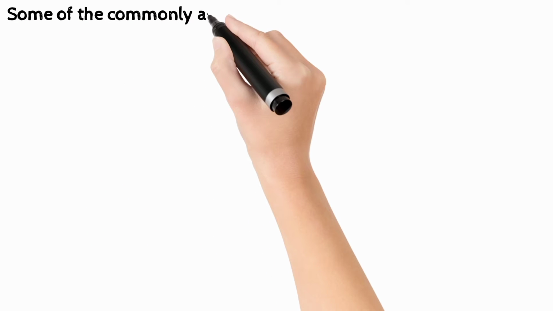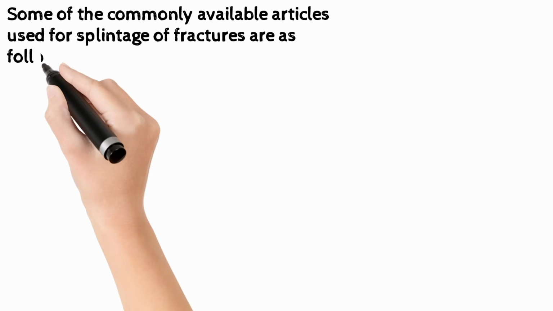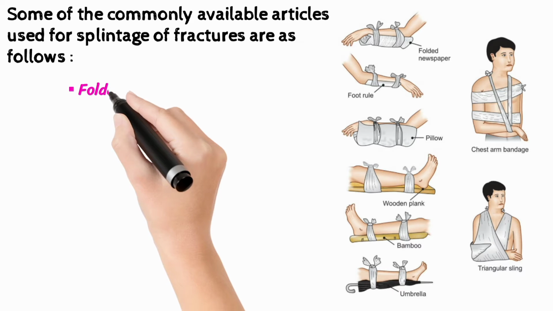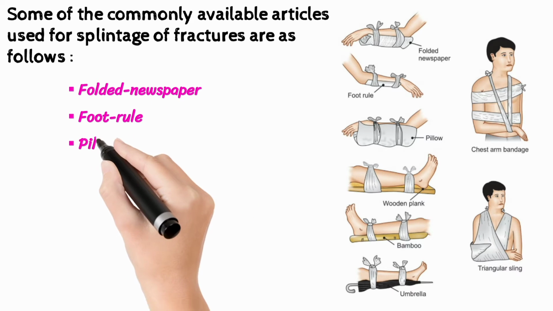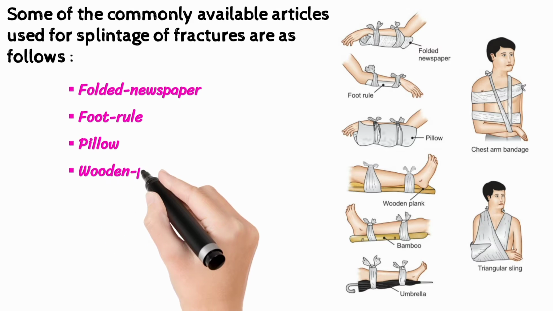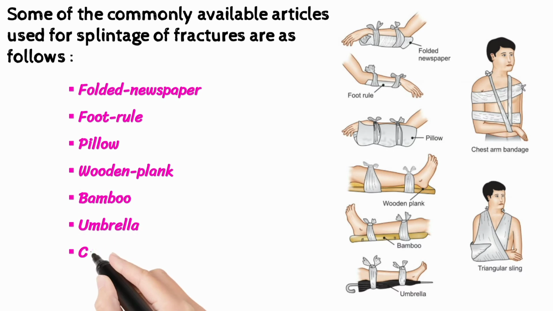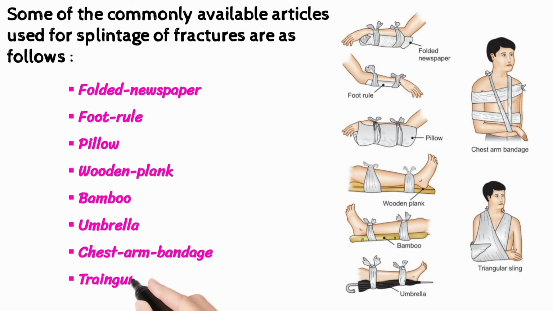Some of the commonly available articles used for splinting of fractures are as follows. Folded newspaper, foot rule, pillow, wooden plank, bamboo, umbrella, chest arm bandage, triangular sling.